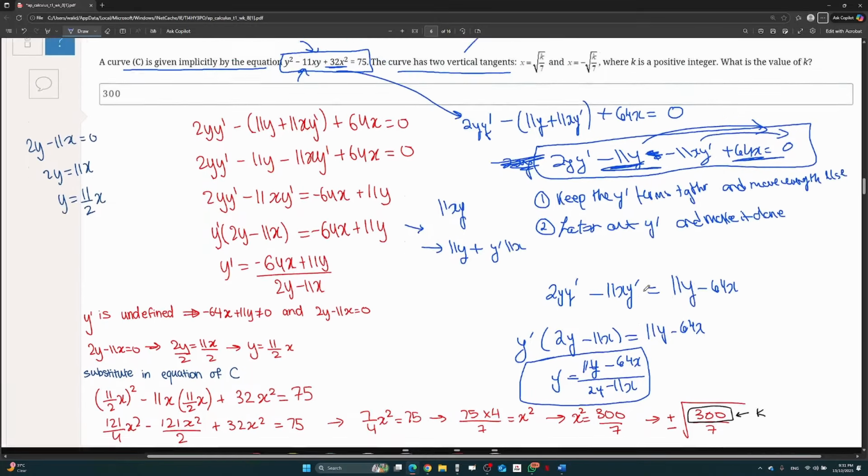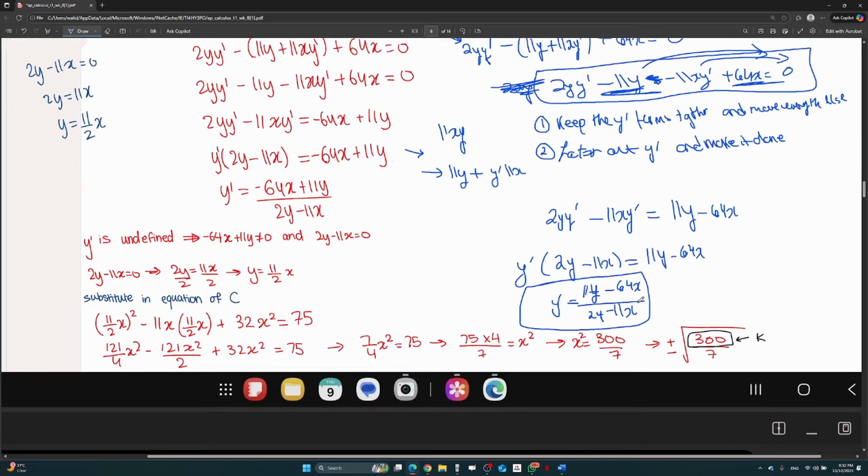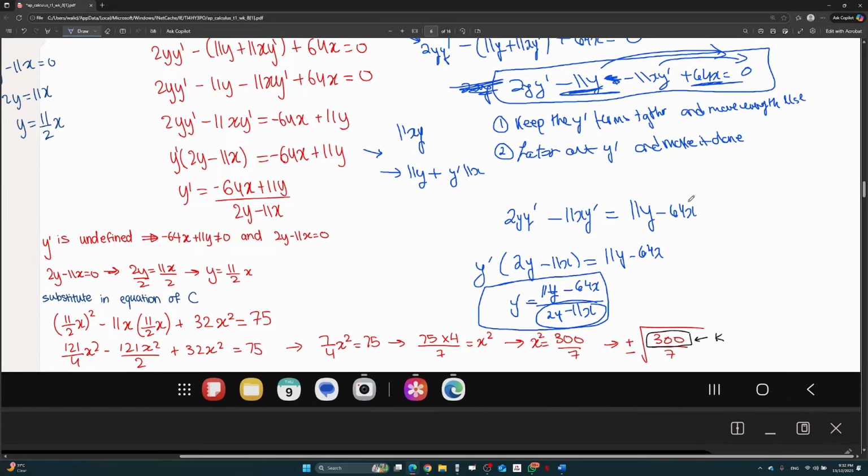So if you want, we agreed that y prime has to be undefined. If you want it to be undefined, this denominator here has to be equal to what? Has to be equal to 0. So that means we're going to take it to the side and go to the top. That means 2y minus 11x is going to be equal to 0. Now, we can't really do much, but let's just work with what we have. We're going to get that 2y is equal to 11x, and therefore y is equal to 11 over 2 x.